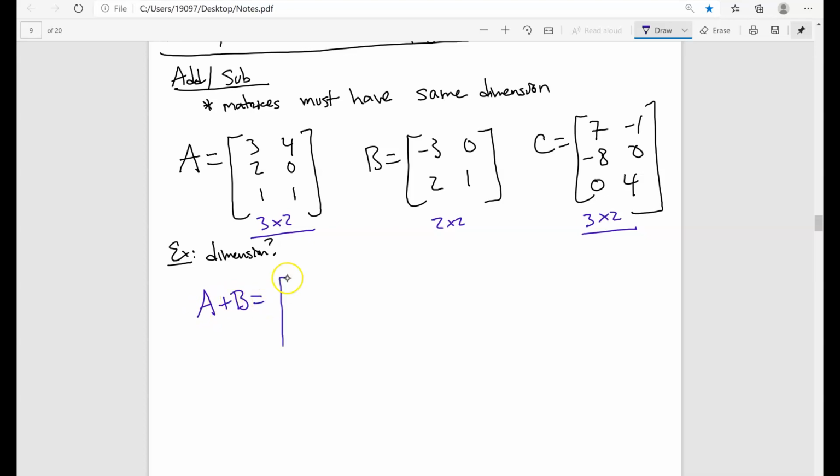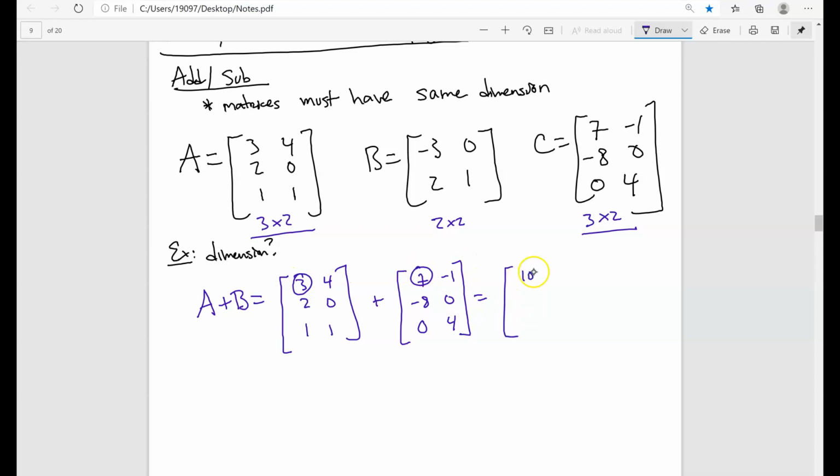So let's say I wanted to figure out what A plus B is. Well, this is actually really easy. The way that we add matrices is we basically just add each entry. Okay, 7, negative 1, negative 8, 0, 0, 4. So all we have to do is add each individual entry. So 3 and 7 is going to give me a 10.